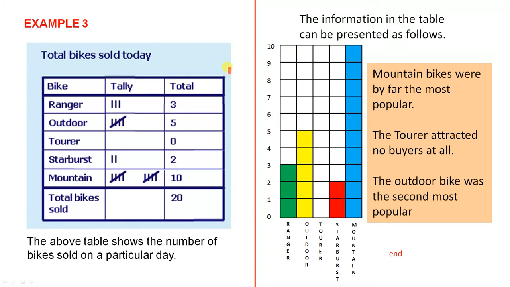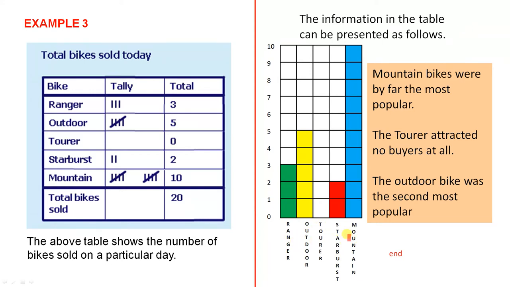Example 3. The total bikes sold today. So here we have 5 different types of bikes. That's how we collected the tallies to make sure we didn't miss any, and these are the final numbers. So the above table shows the number of bikes sold on a particular day. The information in the table can be presented as follows.